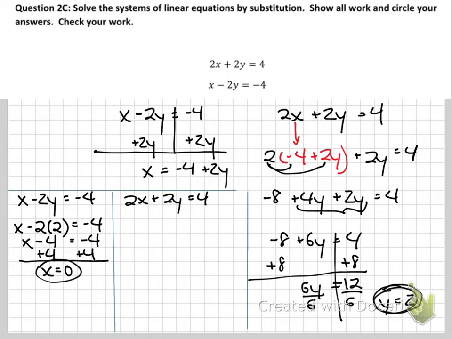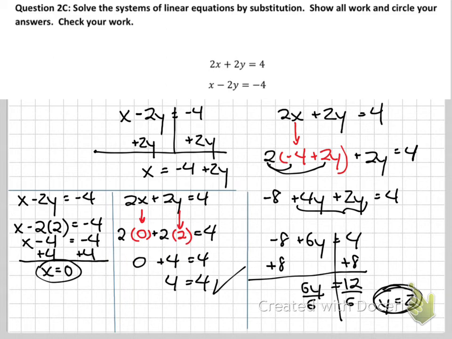So in this problem, I am going to put 0 in place of x, because that's what we found for x. We're going to put 2 in place of y, because again, that's what we found for y. And then we're going to verify that this is actually true. 2 times 0 is 0. 2 times 2 is 4. So we get 4 equals 4.